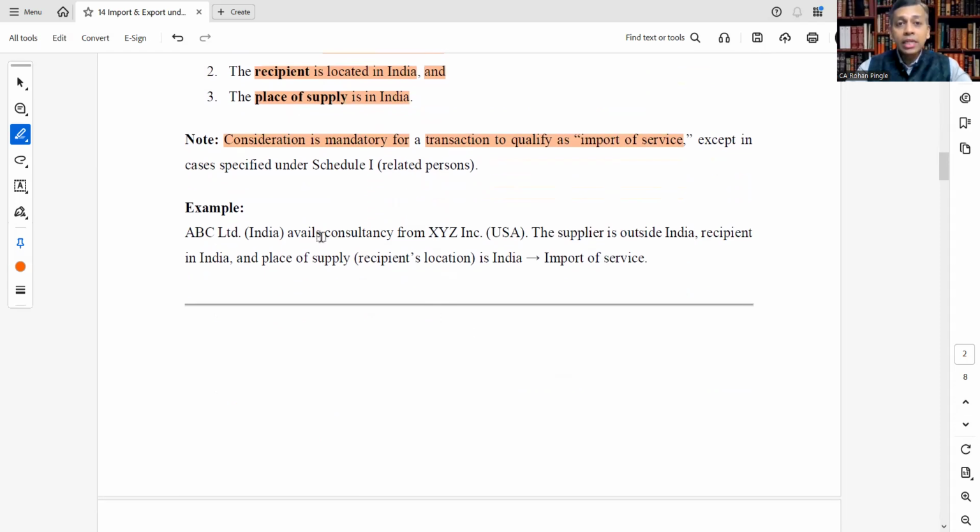Example, ABC Limited India avails consultancy from XYZ Incorporation USA. The supplier is outside India, recipient is in India, and place of supply, that is recipient location, is in India as per place of supply rules. So it will qualify as import of service.